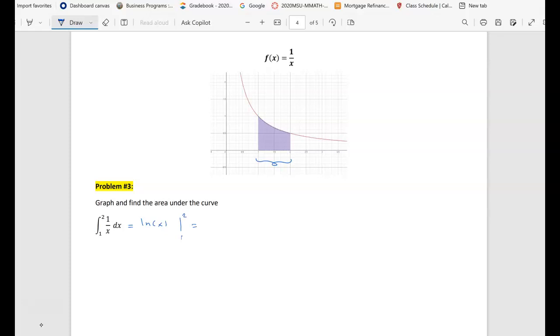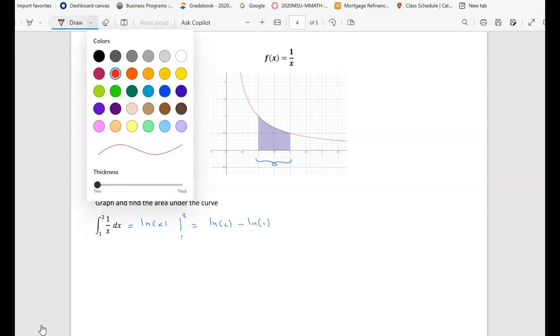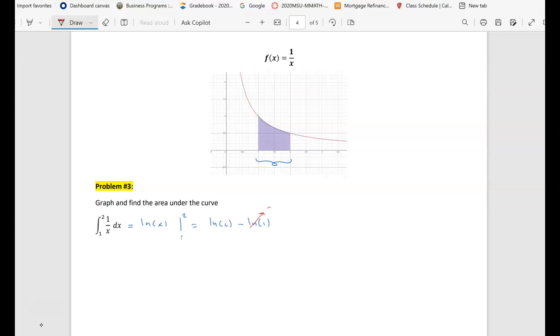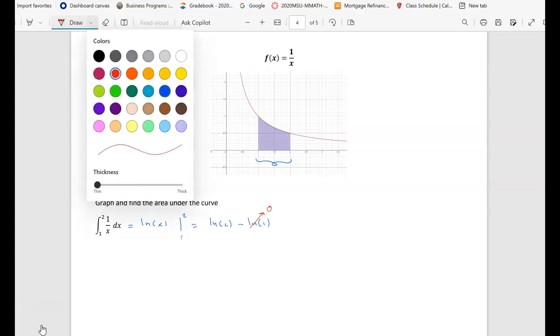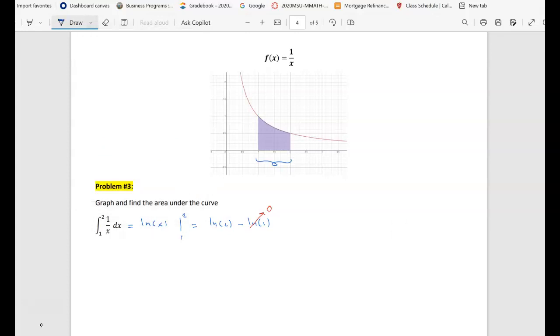So at this point, let's evaluate the integral. So this is going to be the ln of 2 minus the ln of 1. Automatically the ln of 1 is 0, so this term technically cancels out. And we're simply left with the value of the ln of 2. So this one happens to be the ln of 2 as an approximate value.